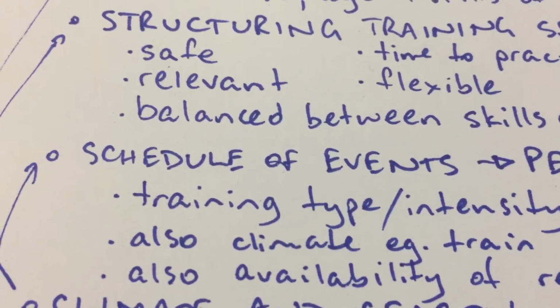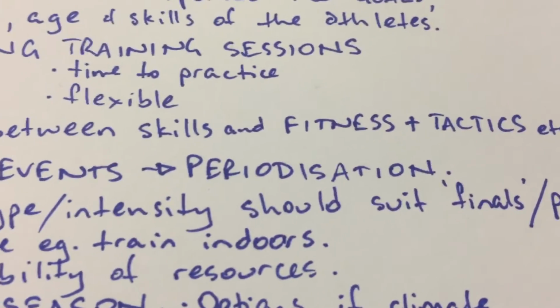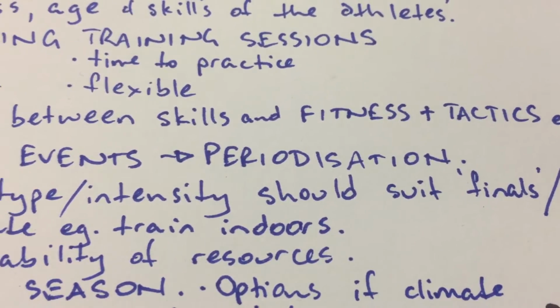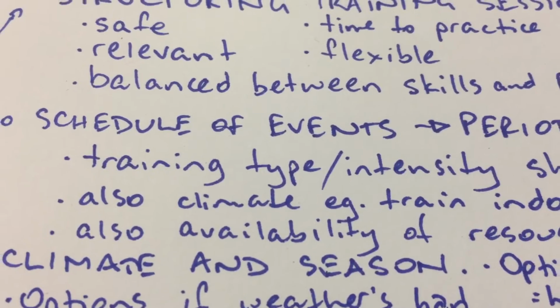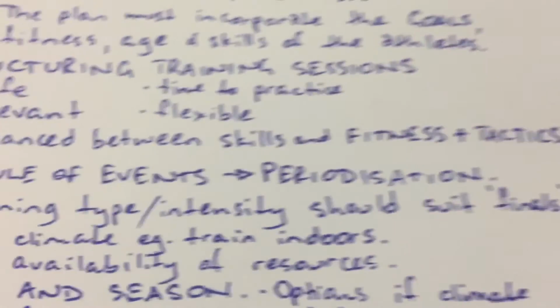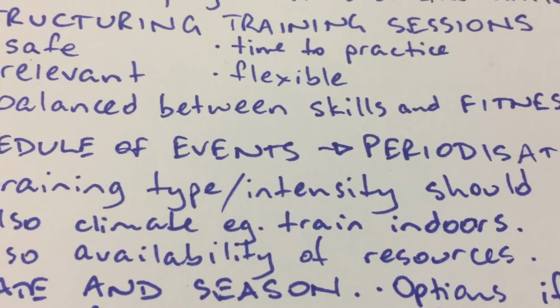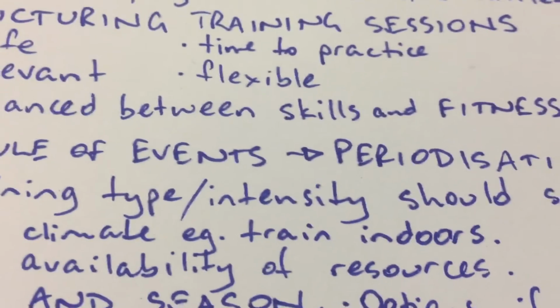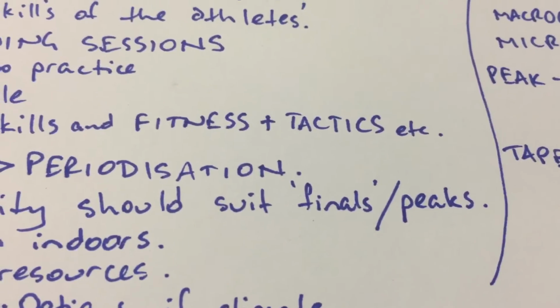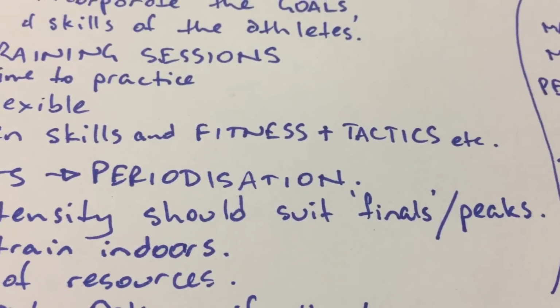The next thing we need to consider is the schedule, depending on how you say it, the schedule of events. And that will come into periodization in a little while. So we need to structure the training session so that it takes into account the type and intensity of training that we should be doing to suit the finals or the peaks. We don't want to be doing dangerous, very intense activities, say just before our game on the weekend, like on Friday evening, because we have to have a little mini peak on the weekend.